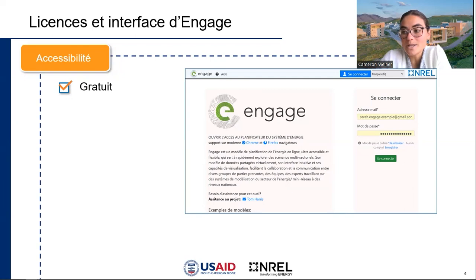So, what does accessibility look like? First, Engage is free to use. Users don't have to pay anything to operate Engage. They only have to create an Engage account and have internet access to a compatible web browser, that being either Chrome or Firefox.